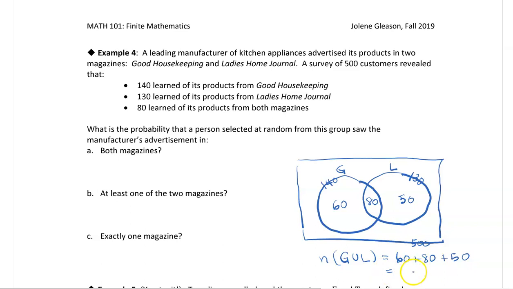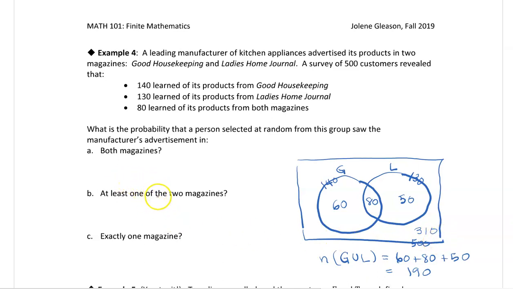And so that comes out to be 190. So you can see in those two circles, we only have represented 190 people. So that means that 310 people said they didn't learn about the product from either one of those magazines. Okay, all right. So we got the setup. Let's answer these questions.